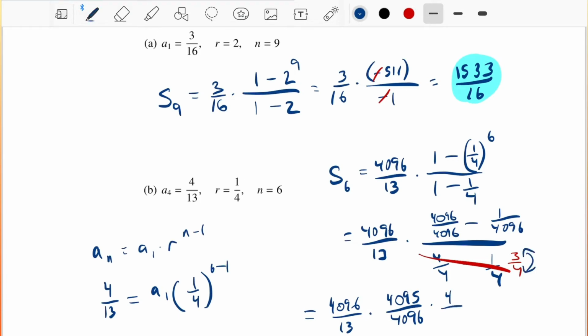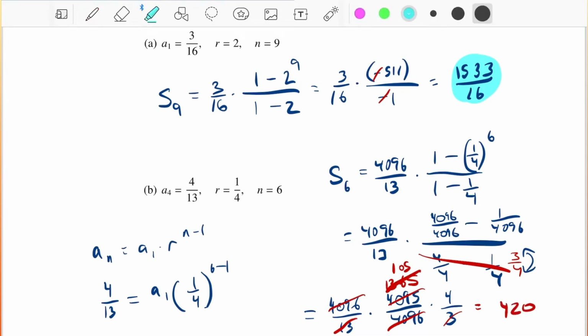And let's see if we can simplify the 3 and the 4095. And it does go in evenly. So 3 goes into 4095 1365 times. So if you multiply that by 4 and divide by 13, we should get our final answer. Actually, 13 goes into 1365 105 times. So 105 times 4 will be our final answer, and that is 420. So that was quite a bit of work.